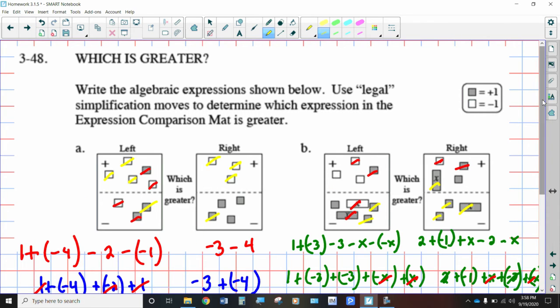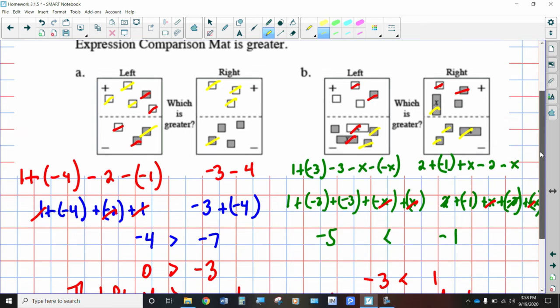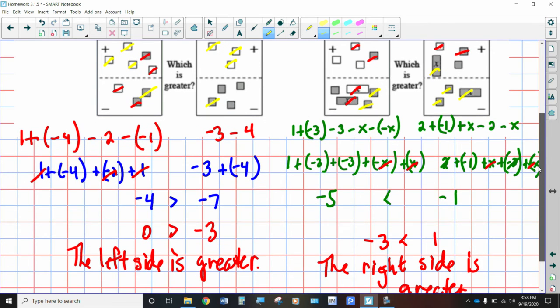Oh, I don't want to go through all this. This looks horrible. So let's just go to the answer. I'm getting really tired of these, and I'm sure you are too.